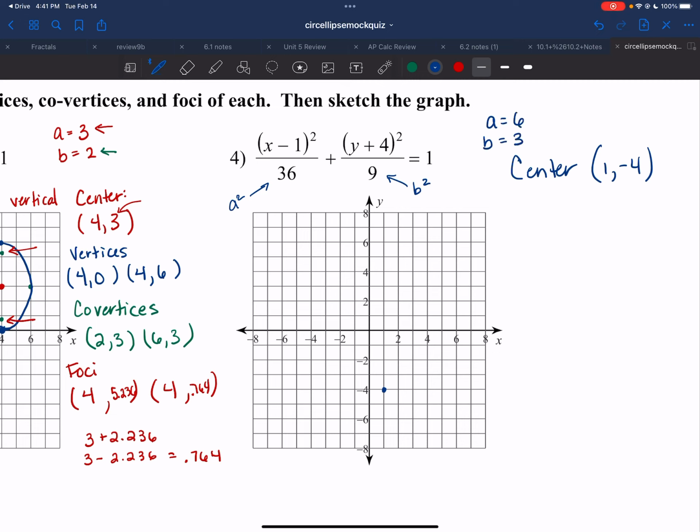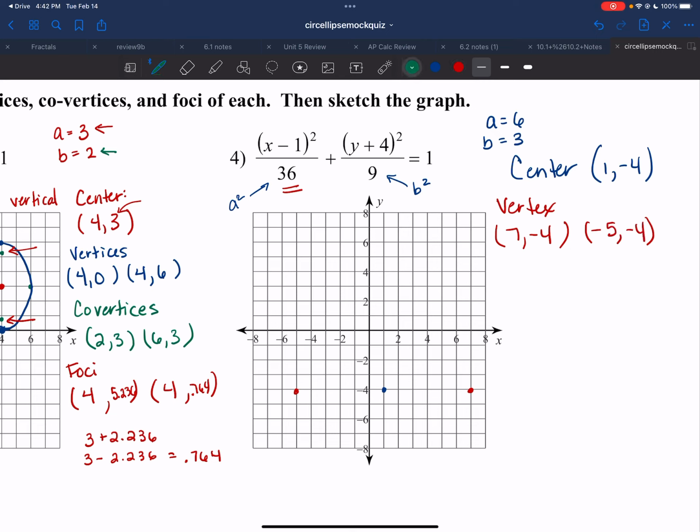So I'll go ahead and from my center, because the bigger number is under my X, it's going to be a horizontal, meaning it's going to be wide. So 1, 2, 3, 4, 5, 6. 1, 2, 3, 4, 5, 6. So those are my vertex. So my vertex, let's go ahead and plot those. This one is at 7, -4, and this one is at -5, -4.